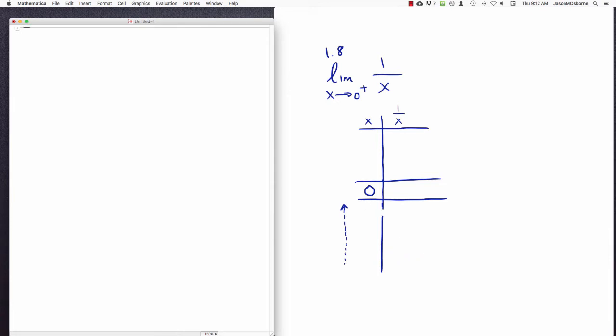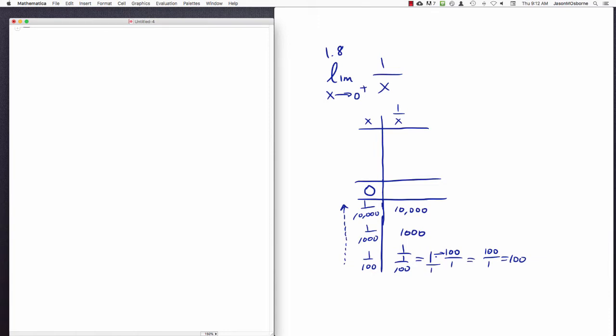How about 1 over 100, 1 over 1,000, 1 over 10,000? The function says 1 over x, and x is a fraction, so 1 over 1 over 100 is the same thing as 1 times 100 over 1. Multiplying fractions, you multiply across, 100 over 1, which is 100. 1 over 1,000 is 1,000. 1 over 1 over 10,000 is 10,000.